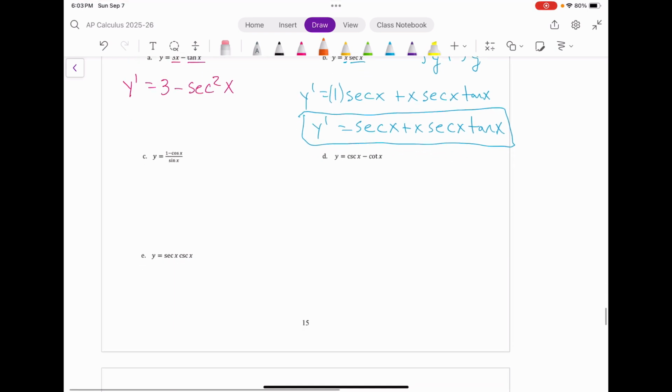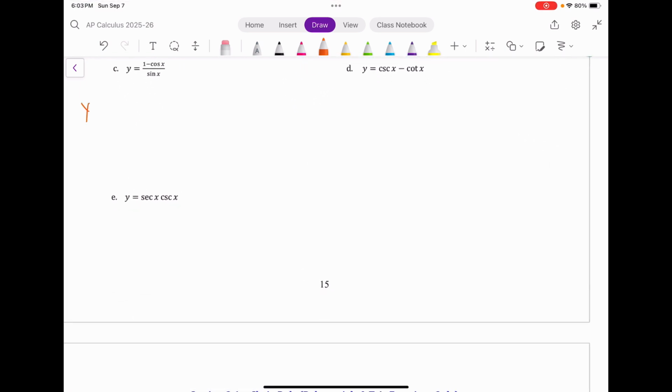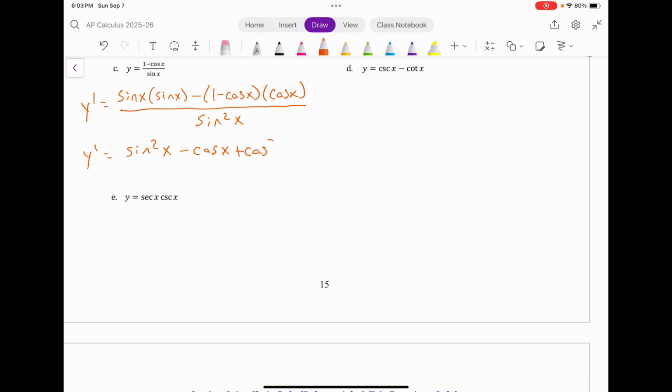Okay, on part C, we want to apply the quotient rule. So y prime equals low d high, the derivative of the high function is sine x, minus high d low, all over the low function squared. Okay, so let's clean this up. Sine squared x, minus cosine x plus cosine squared x, all over sine squared x.